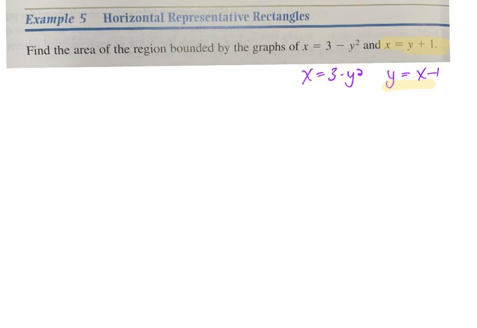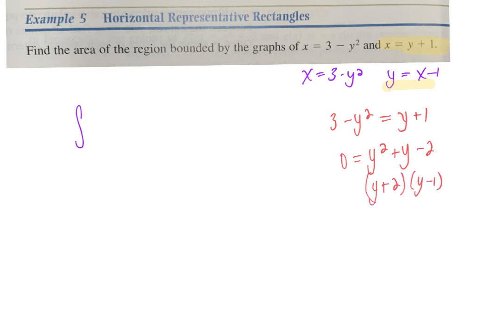You're going to do the regions like this. So you're going to set these equal to each other: 3 minus y squared and y plus 1. And so you get 0 equals y squared plus y minus 2, which factors as y plus 2 times y minus 1. So y is going to equal negative 2 and 1. And so we only have 2 points, so we're just going from negative 2 to 1. You just need to figure out which one's higher.